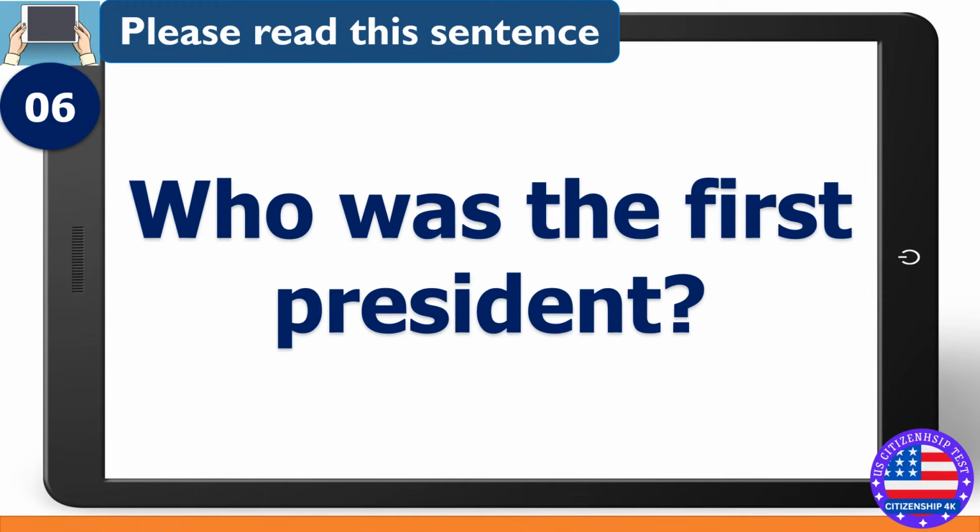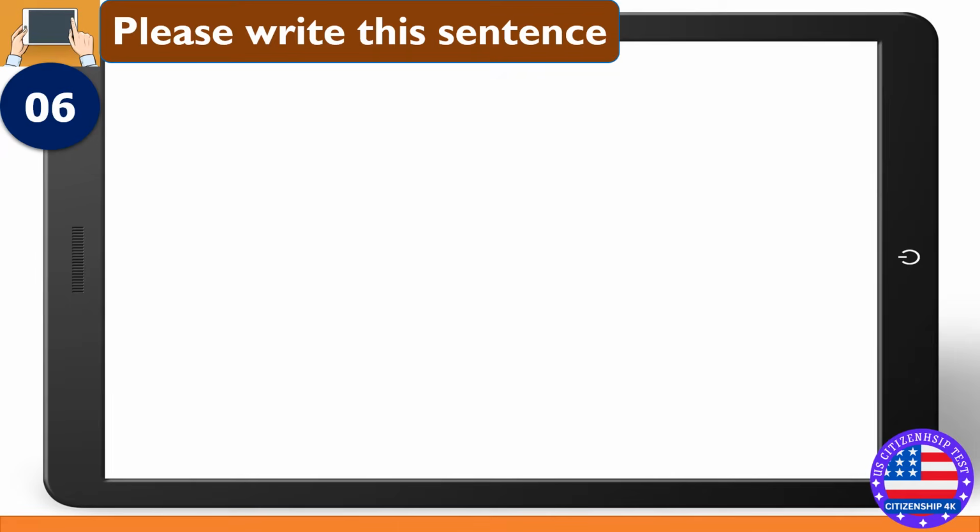Please read this sentence. Who was the first president? Please write this sentence. Washington was the first president.